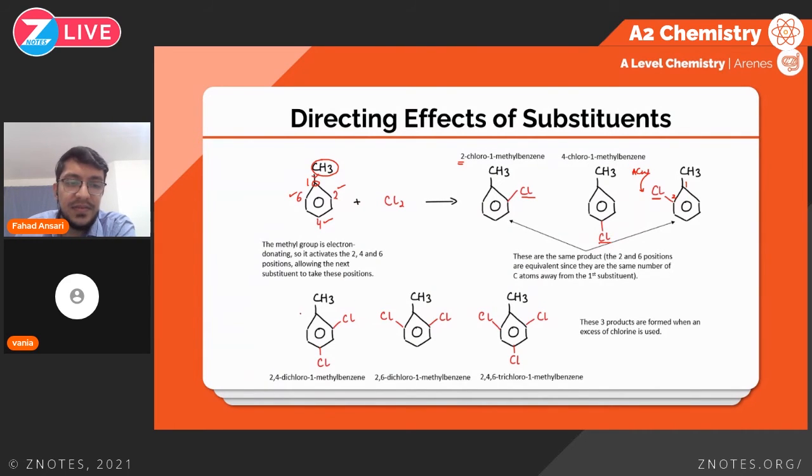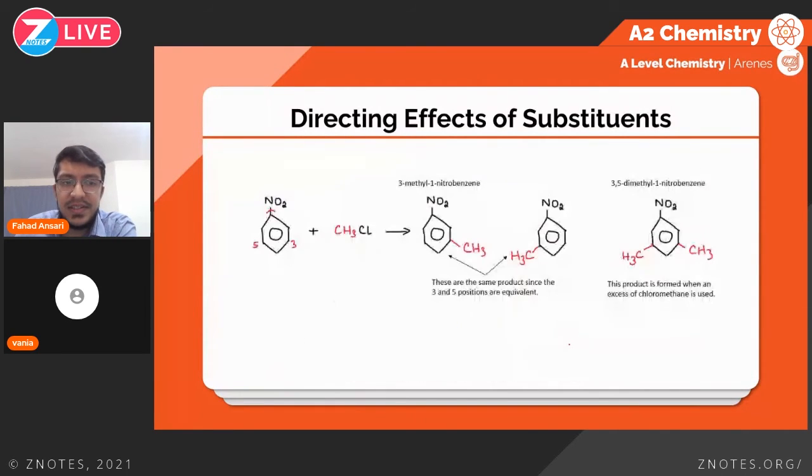And so we can have further substitution of chlorine take place. If there is excess chlorine gas and enough catalyst, then you can have 2 of these positions filled up. So you can have 2 and 4, or 2 and 6, or all 3, 2, 4, and 6. And that would be trichloro-1-methylbenzene. And this is another example, but in this case, what we have is the nitro group, which is electron withdrawing, and it is going to direct the next substituent, which is a CH3 group, a methyl group, to positions 3 and 5, rather than positions 2, 4, and 6, because it has the opposite effect on the benzene ring.